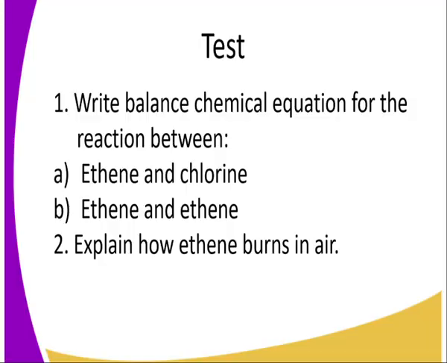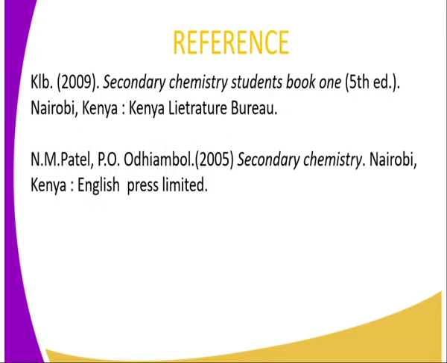Did we get to understand the concepts of this lesson? Please let's try to answer the following questions. Write a balanced chemical equation for the reaction between ethene and chlorine, and ethene and ethene, that is polymerization, and explain how ethene burns in air.